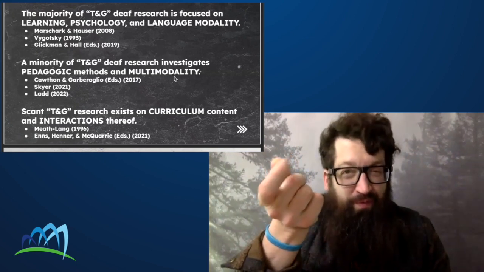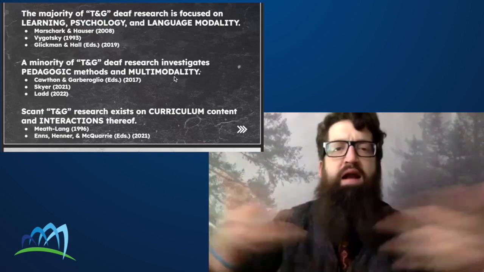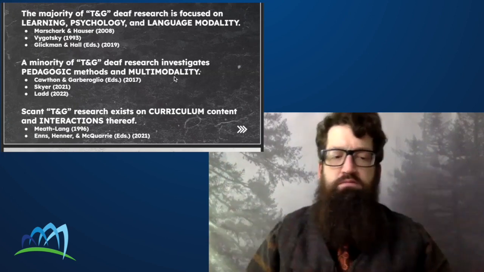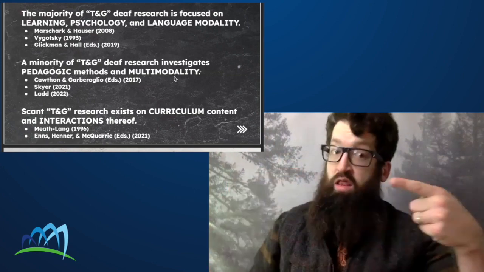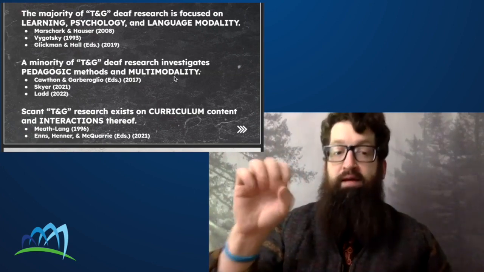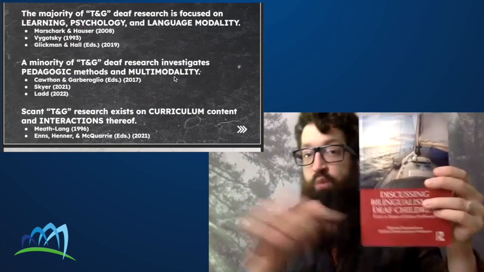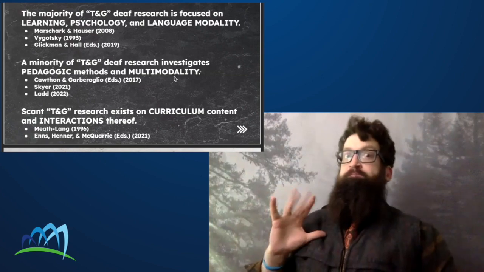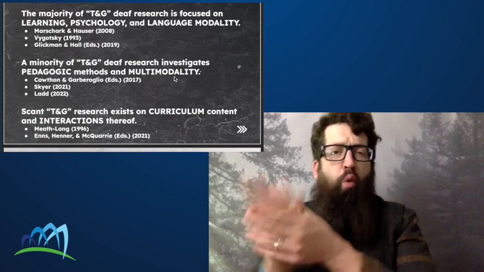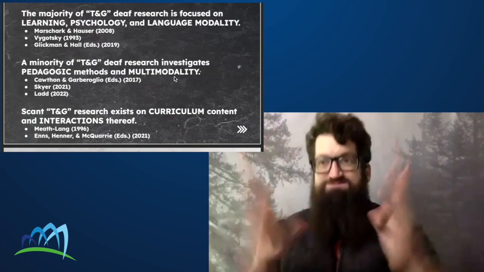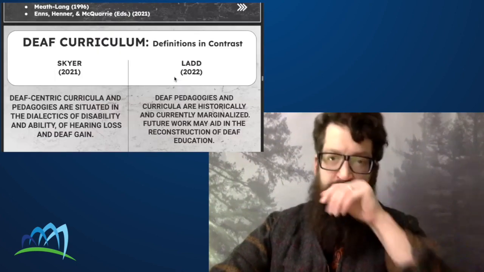And then the third point here is that scant research exists in a curriculum content with interactions. So we have one publication from Meath and Lang right here discussing bilingualism with deaf children, which is a very good text. There's some that we know, there's some growing bodies, but we're not that well versed.